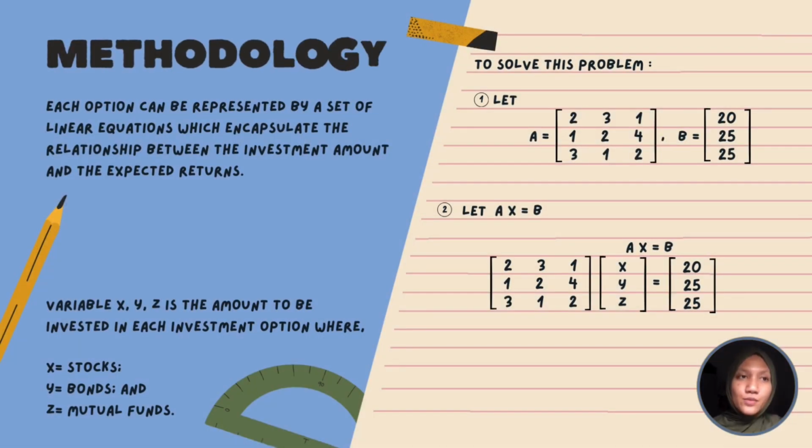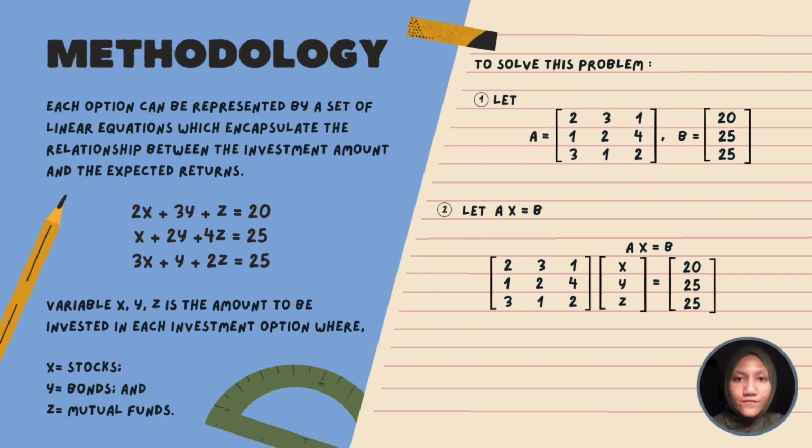To solve this problem, we know that each option can be represented by a set of linear equations which encapsulate the relationship between the investment amount and the expected return. The first equation that can be generated is 2x plus 3y plus z is equal to 20. The second equation is x plus 2y plus 4z is equal to 25. The third equation is 3x plus y plus 2z is equal to 25. These equations are a result of dividing all the numbers by 100.